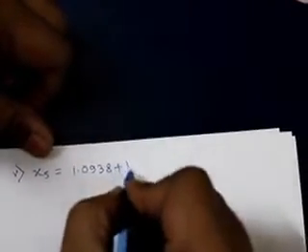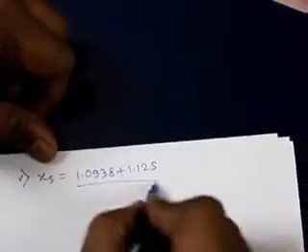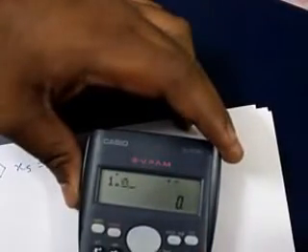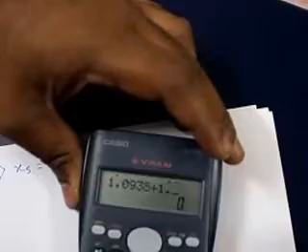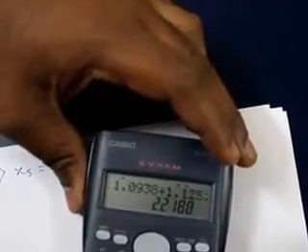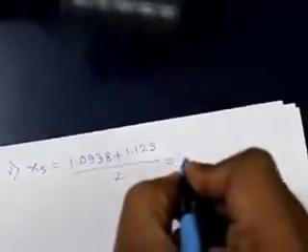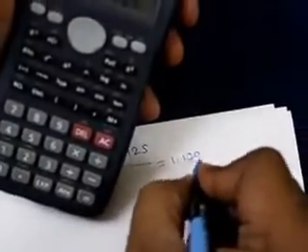Let's go for the fifth iteration, x5, which is 1.0938 plus 1.125 divided by 2. Let's see what that's going to be. 1.0938 plus 1.125 divided by 2, which is 1.1094. Everyone got that?